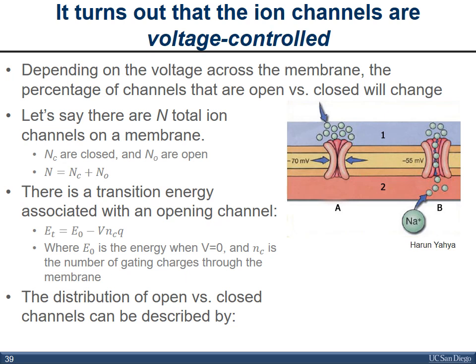So the distribution of open versus closed channels can be described by N0 over NC. This is equal to e to the minus E sub t over kT. And again, our friend Boltzmann is here to greet us. The Boltzmann model works perfectly well here.